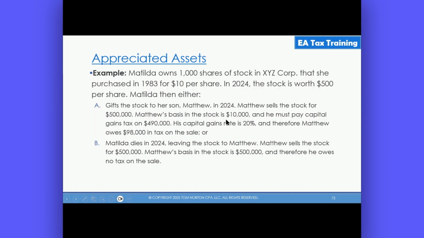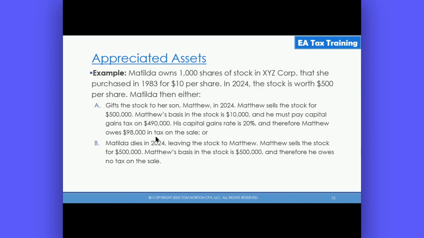His basis in the stock is how much? $10,000. It's the same as Matilda's. So he must pay capital gains tax on $490,000, the $500,000 sale price minus his $10,000 basis. His capital gains rate is 20%. Therefore, Matthew owes $98,000 in tax on the sale of that stock.